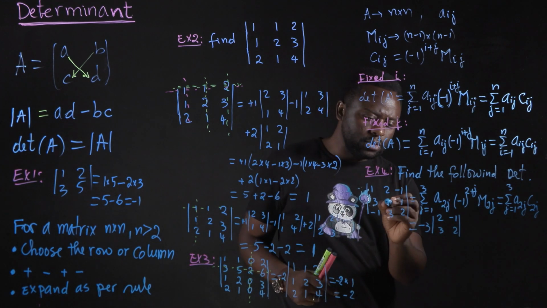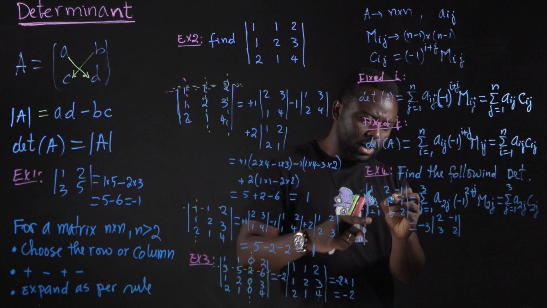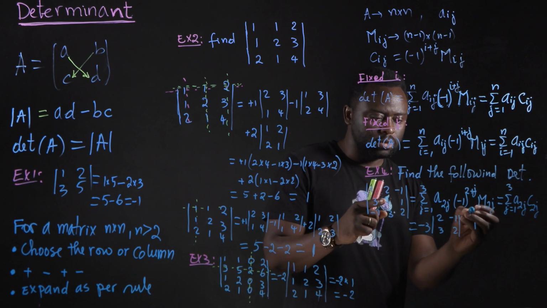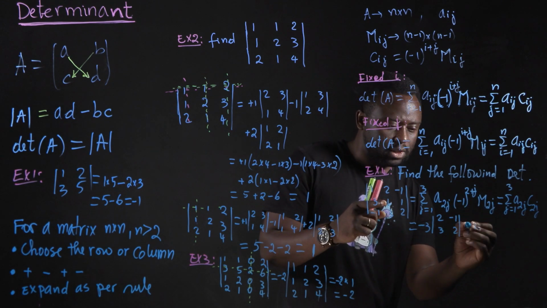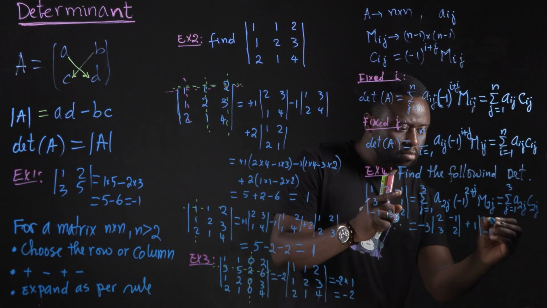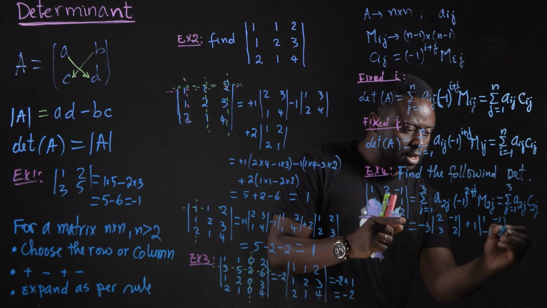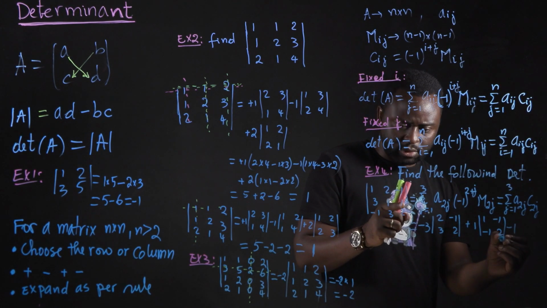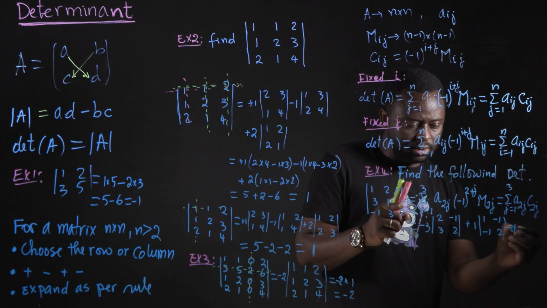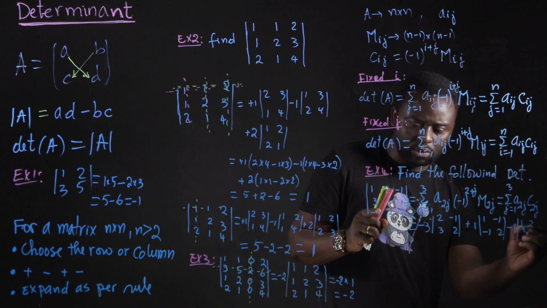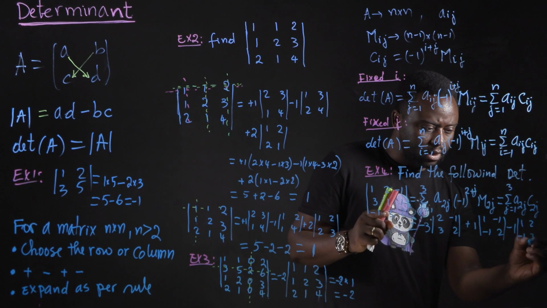Secondly, we move to the second term, and we cross out its row and column. So this is 1, and the sign is 2 plus 2. Minus 1 to the power 2 plus 2 is plus. And we remain with 1, minus 1, and 2. And the last one is this. The sign will be negative here, and the entry A23 is 1. And we remain with 1, 2, minus 1, 3.